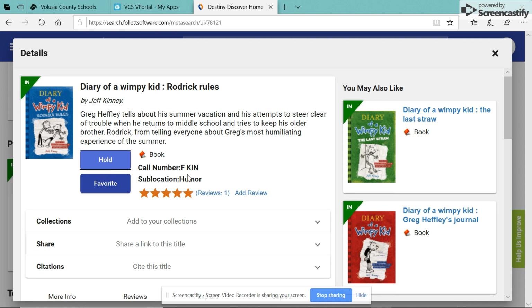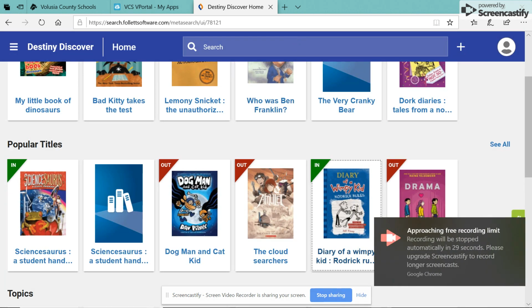Another resource that can help you is the sublocation. The sublocation gives you exactly where in the library you could go to find this KIN. There are signs hung all around our library telling you about the different sublocations, such as fantasy, graphic novels, humor, and adventure, just to name a few. For this one, we would go to the humor section, and then we would look for KIN. This can happen when you search for a book as well.